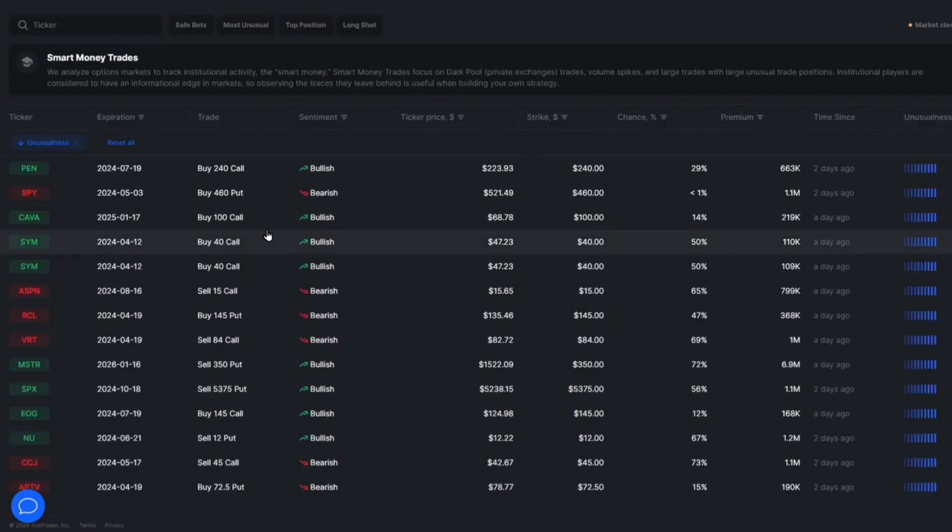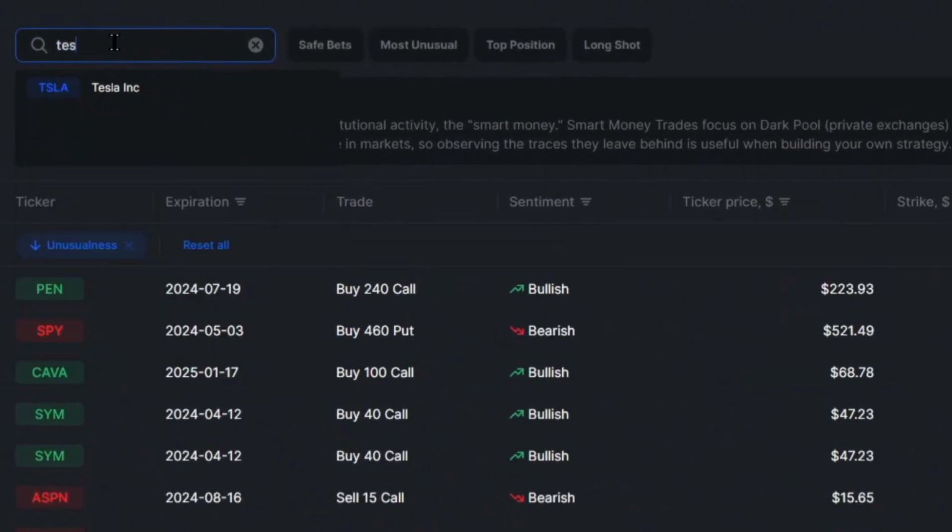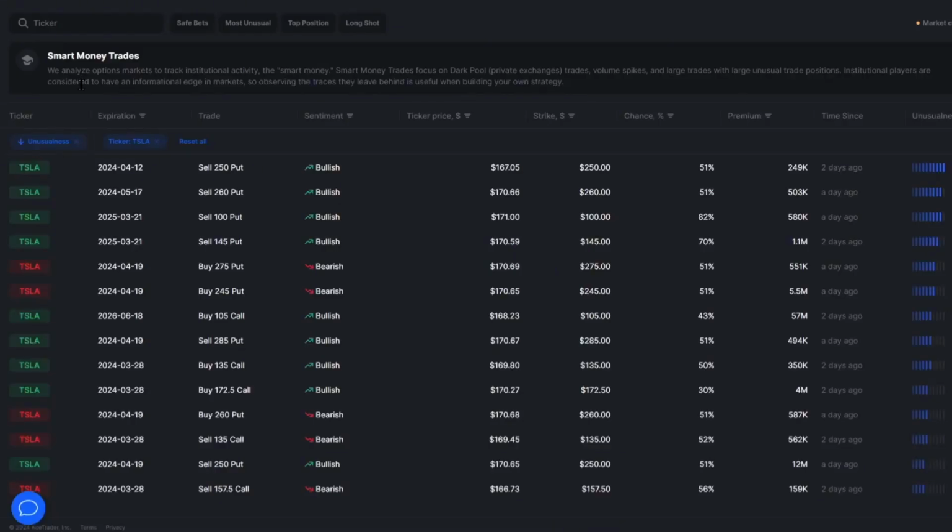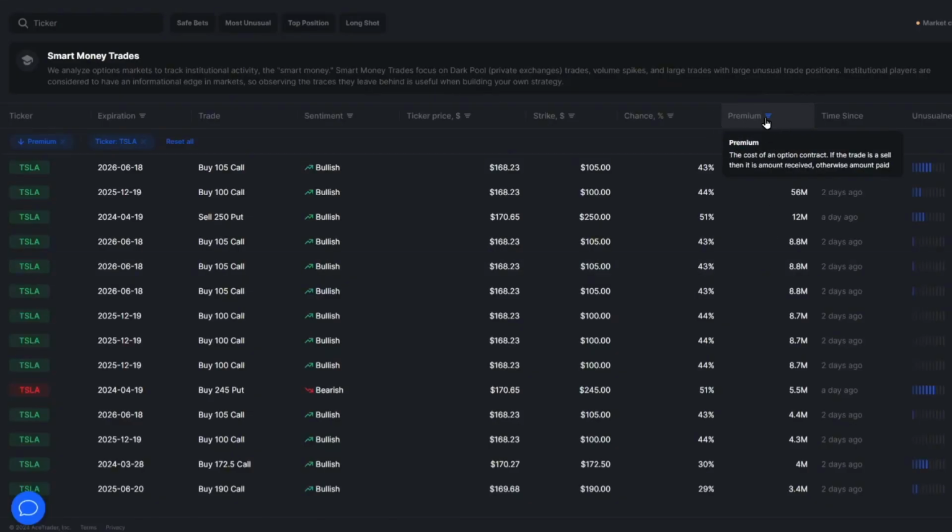Now, to go back into it, there are a couple of other ways you could use this. You could just say, hey, I'm only interested in, say, one stock. Let's say Tesla as an example. You type Tesla in the top, you click on Tesla, and now you will see all the Tesla trades. And you could sort them, for example, by largest. You click on premium, sort by that.